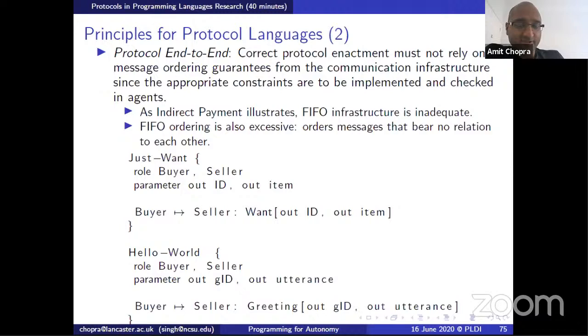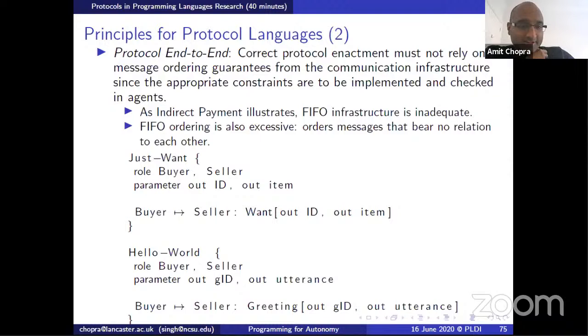So here's an example which shows that FIFO ordering, if agents enacted protocols in infrastructure that had FIFO ordering, what would happen is that unrelated messages from different protocols that have absolutely no consequence for each other would end up getting ordered by FIFO, right?